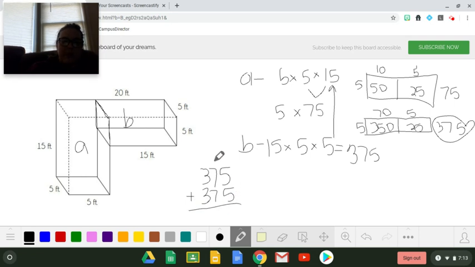5 plus 5 is 10. We got to regroup that one. 0 here. 7 plus 7 is 14. Plus 1 is 15. I know some of you are filling in that blank like we do in class right along with me. And then 3 plus 3 is 6. Add 1 is 7. And so our total volume of the entire thing is going to be 750 cubic feet, or feet cubed. That's our answer to the whole thing.